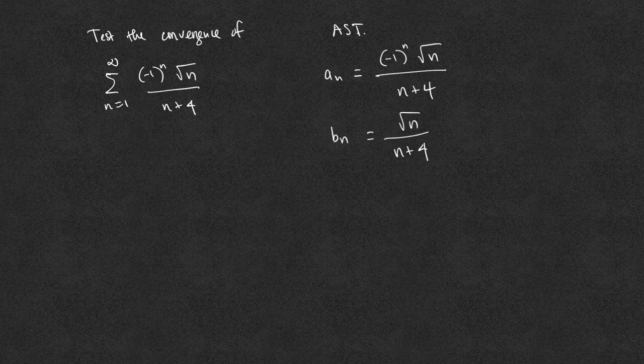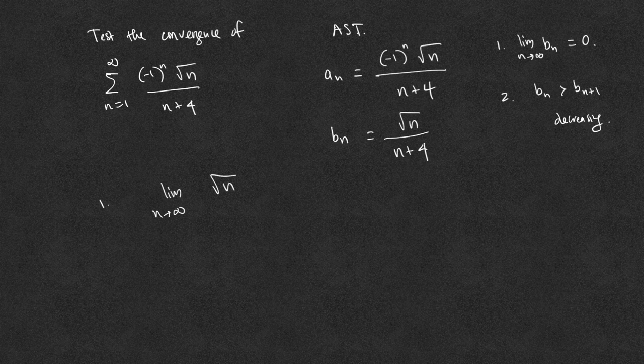There are two conditions that we need to check for the alternating series test for the series to converge. One, we need to check that the limit as n goes to infinity of b sub n is 0. Two, we need to check that b sub n is greater than b sub n plus 1. This shows that the positive terms are decreasing. It is getting smaller.